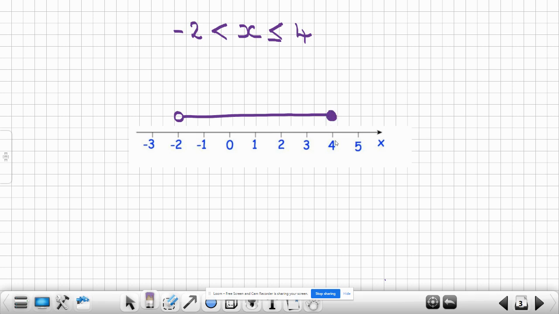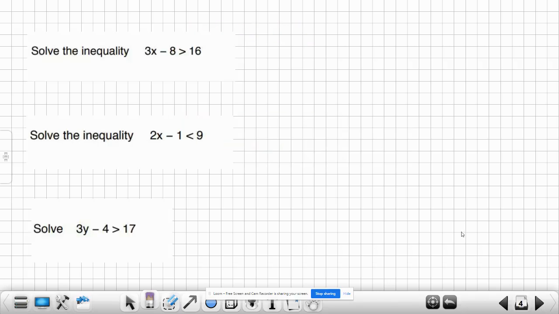Okay, so here we don't have the arrows because we've got defined boundaries for this x. X is greater than -2, but less than or equal to 4. So anywhere along that line that we've drawn, x could be equal to, but it cannot fall outside of those boundaries. Okay, so that is number lines. So the next sort of question you might get is about solving inequalities.